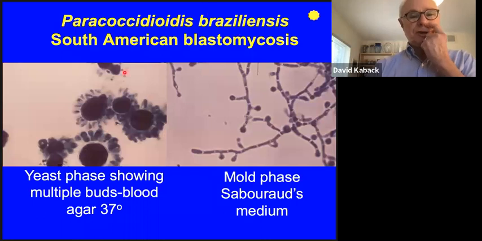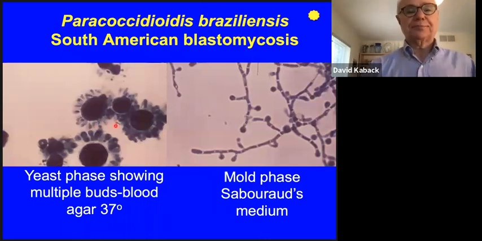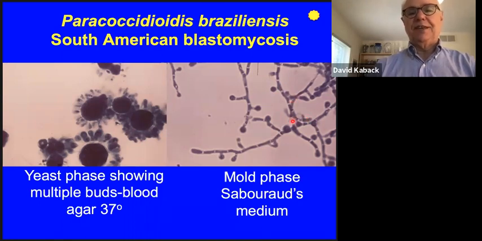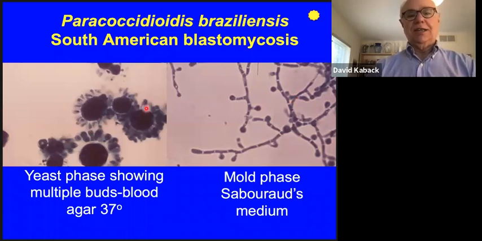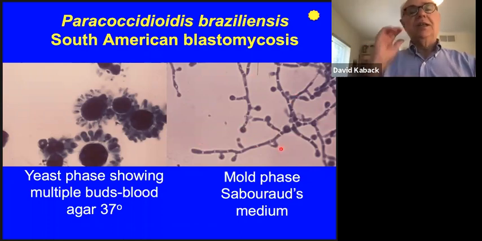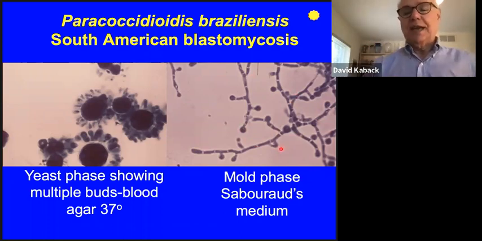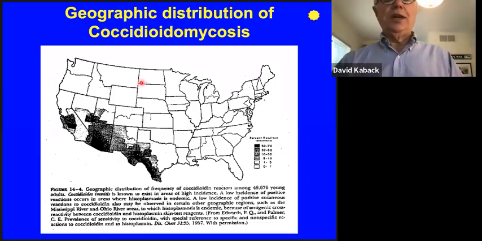Here's another picture of it. Here you can see the septate hyphae that it gives rise to, with some blastospores coming off. These cells will give rise to these guys if grown at 37 degrees on blood agar. This is what it looks like on Sabouraud's. Okay, classical temperature dimorphism.